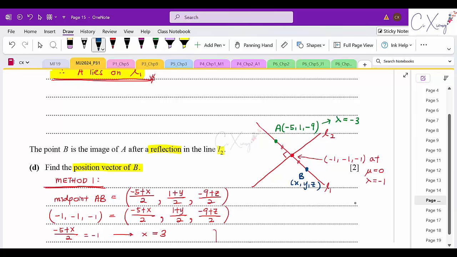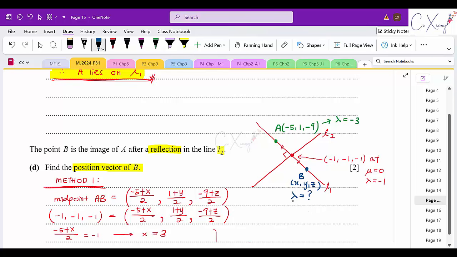When lambda equals negative 1, that is the position vector of the intersection point that lies on the line L1. Then if I want to know the position vector for B, I just need to know what value of lambda I should substitute to get the coordinate for B. So you can observe the changes of lambda from A to the intersection point, then you can guess the lambda value for B. A is lambda negative 3, then the intersection point is lambda negative 1. So from negative 3 to negative 1, the difference is 2 units.